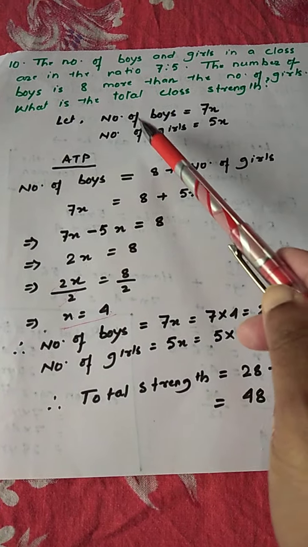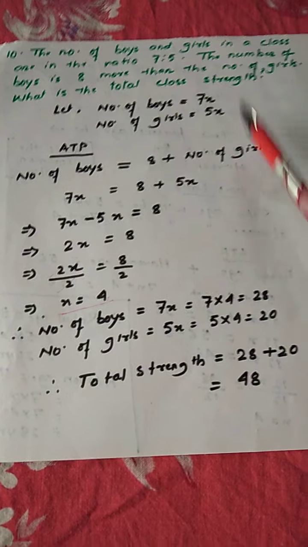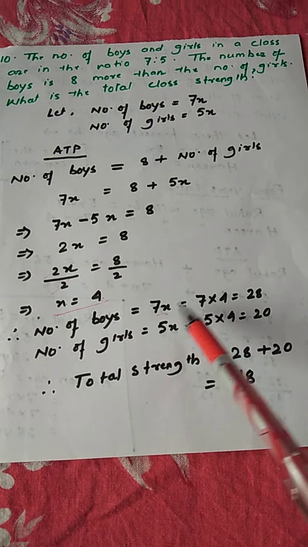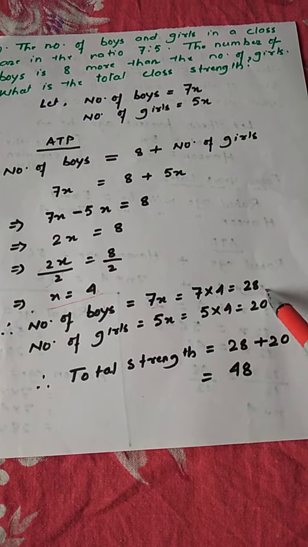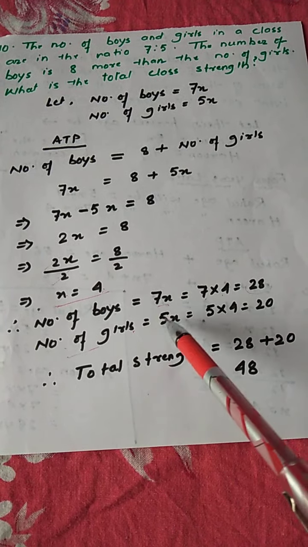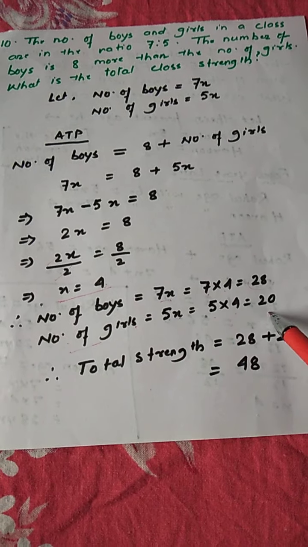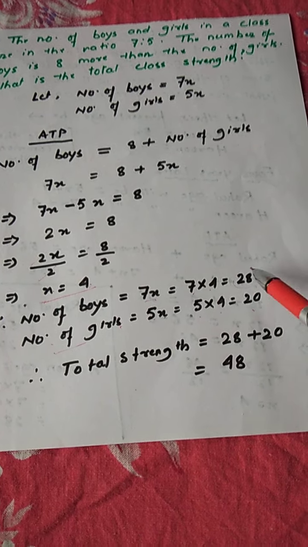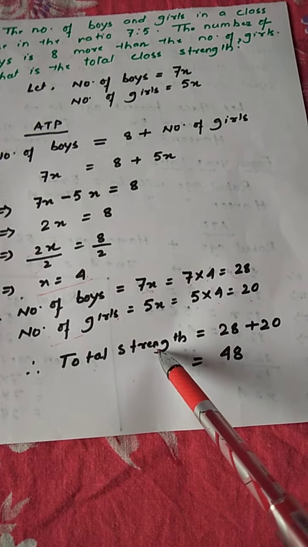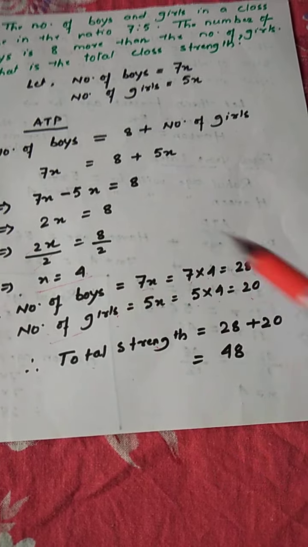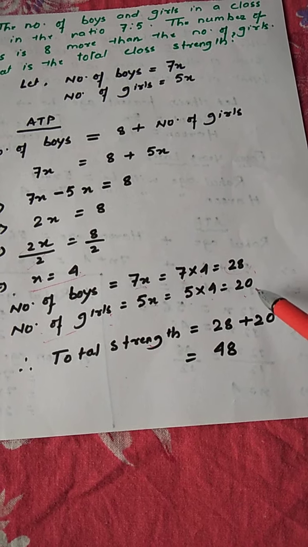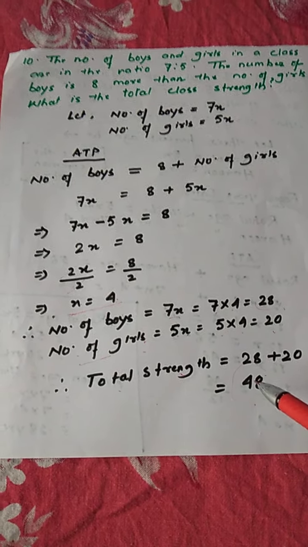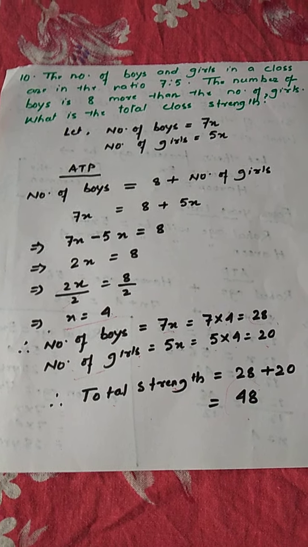Now you have to find how many boys and how many girls there are. Then only you can find the total strength. The number of boys is 7x. 7x means 7 into 4, that is 28 boys. And the number of girls is 5x, that means 5 into 4 equals 20. Now we know how many boys and how many girls were there in the class. Now we go for the total strength. Total strength means number of boys plus number of girls, that is 28 plus 20. All together there were 48 students in the class. Okay students, thank you.